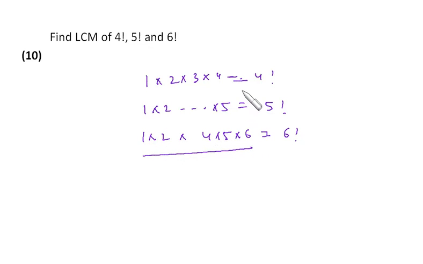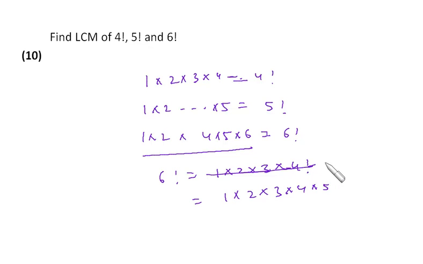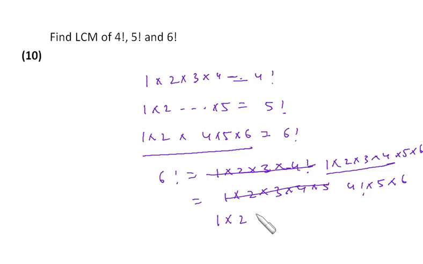So this number is divisible by 4 factorial as well. This number is divisible by 5 factorial as well. And this number is actually 6 factorial, so it's divisible by even 6 factorial, right? 6 factorial can be written as 1 into 2 into 3 into 4 into 5 into 6. So what I can do is, this is 4 factorial into 5 into 6, and it's 1 into 2 into 3 into 4 into 5 into 6, so this is 5 factorial into 6, right? So 6 factorial can be written as 4 factorial into 5 into 6, or as 5 factorial into 6. So 4 factorial and 5 factorial are already included in this. Okay, I hope you are clear.